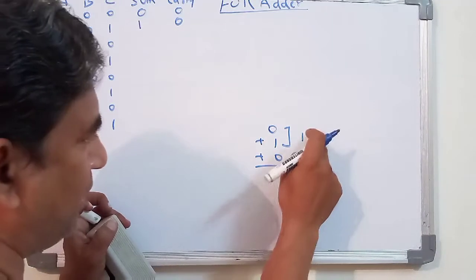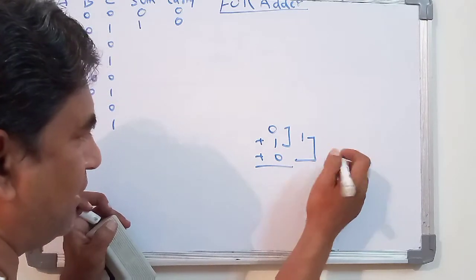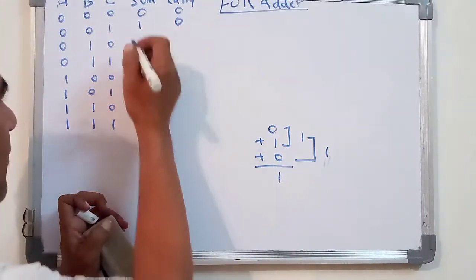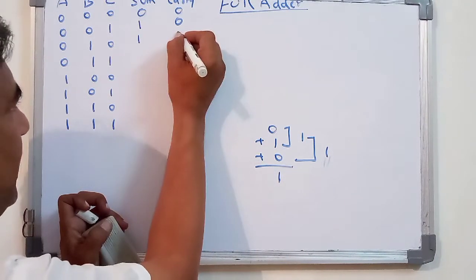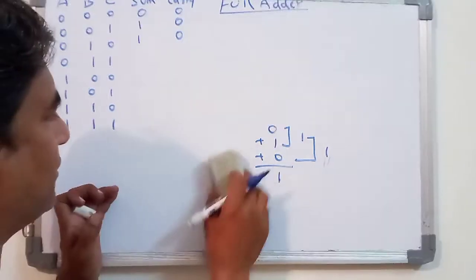Okay students. Then 1 plus 0. 1 plus 0 is again 1, so the output is 1. The sum is again 1 and the carry is 0. Okay.